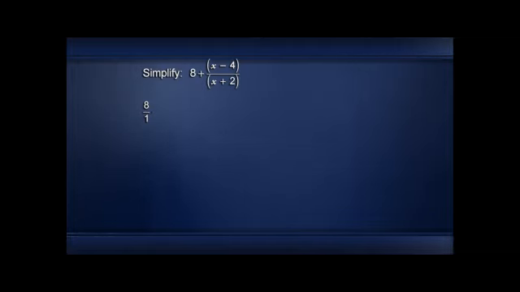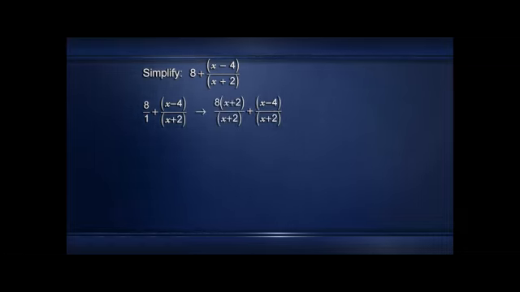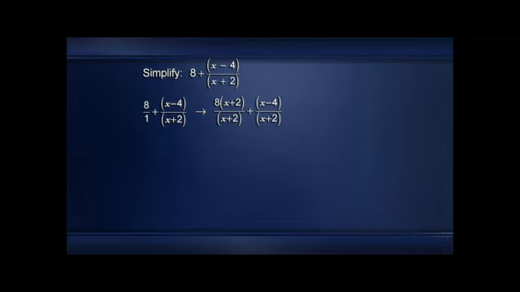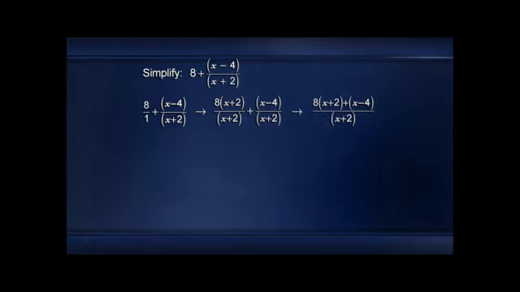So here's what we have. We have 8 plus x minus 4 over x plus 2 is the same as 8 over 1 plus x minus 4 over x plus 2, which is the same as 8 times the quantity x plus 2 over x plus 2. There I've multiplied and divided by an x plus 2, plus the x minus 4 over x plus 2. And now I can just add the two numerators, and I'll have 8 times the quantity x plus 2 plus the x minus 4, all divided by one denominator of x plus 2.